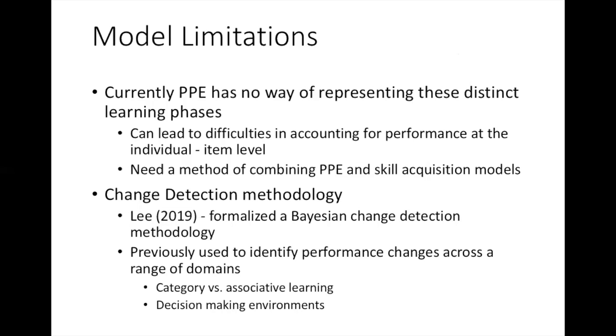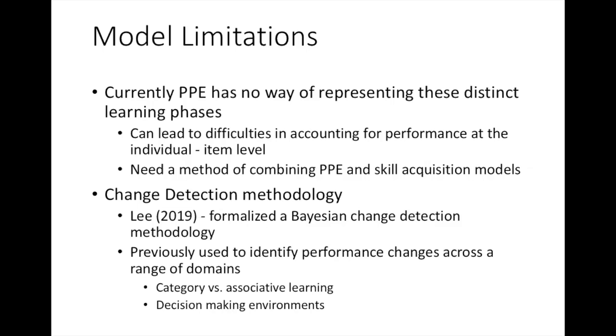Currently, the predictive performance equation has no way of representing these distinct learning phases. And this can lead to problems when the model is taken from average performance to an individual's performance on a specific item, because it's going to interpret the individual variation as noise, leading to invalid out-of-sample predictions. What we need is some method of combining the predictive performance equation with Tennyson and Anderson's skill acquisition model.